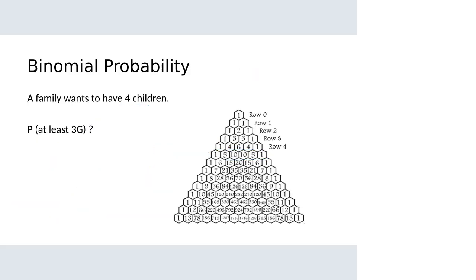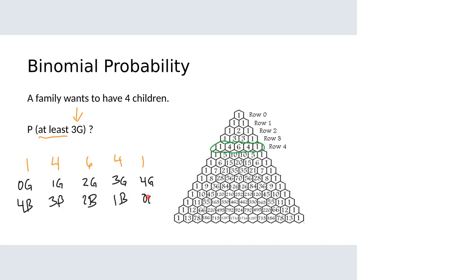A family wants to have 4 children, so we're going to work on row 4 this time. What's the probability of having at least 3 girls? And the reason that we're doing this question is because the word's at least right here. If we look at row 4, that's 1, 4, 6, 4, 1. Since this question asked about girls, I'm going to do my labeling in terms of girls. And this will be the ways to have no girls, 1 girl, 2 girls, 3 girls, 4 girls. You could label it with the boys if you want to. That would be 4 boys, 3 boys, 2 boys, 1 boy, and no boys.